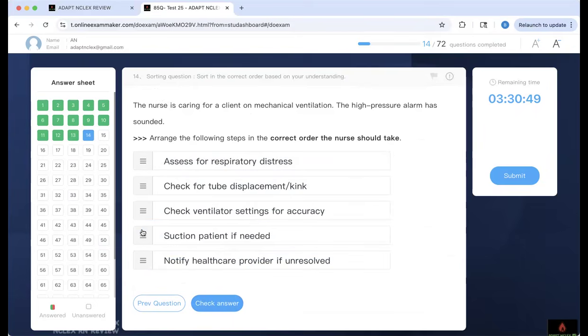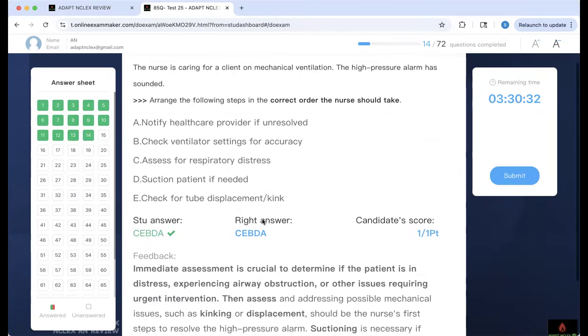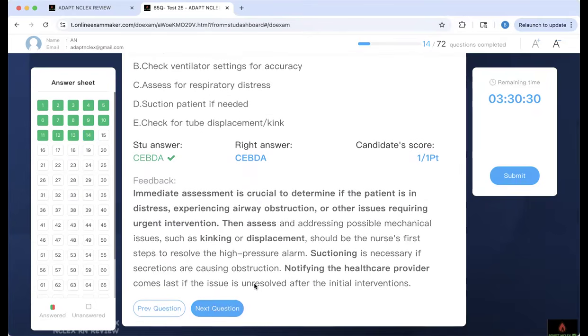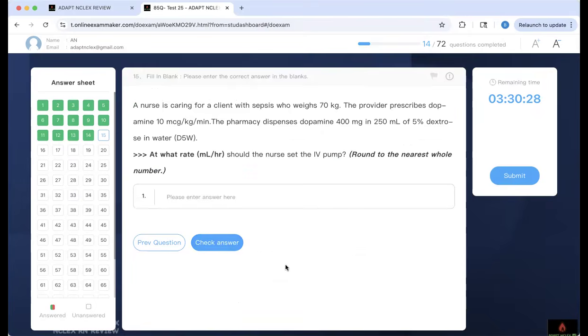Why? Because a high pressure alarm has to be an obstruction. And therefore, assess the patient, check what is causing the obstruction, check the ventilator settings for accuracy, then suction the patient, maybe just suctioning is what you need, and then notify the healthcare provider. Because these are obstructive things that will cause a high pressure alarm.